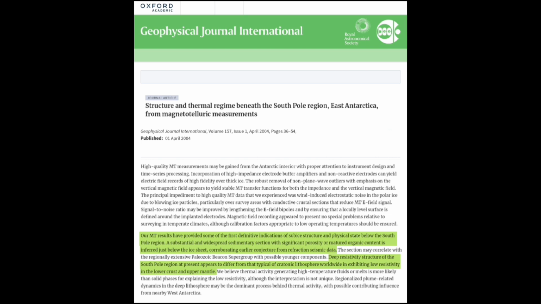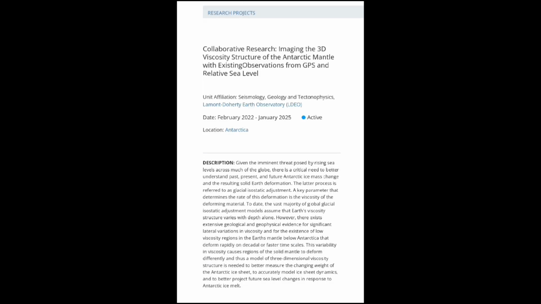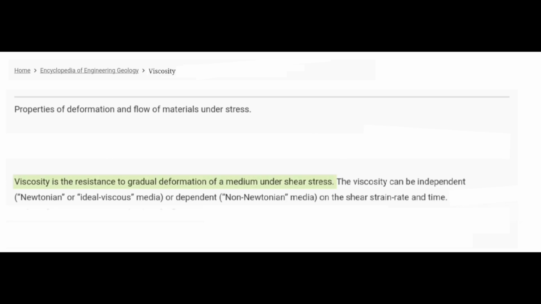Now, in 2022, the Lamont Doherty Earth Observatory announces this research initiative titled Imaging the 3D Viscosity Structure of the Antarctic Mantle with Existing Observations from GPS and Relative Sea Level, where they plan to map the viscosity of the mantle under Antarctica. Now, viscosity is the resistance to gradual deformation of a medium under shear stress. So in geological terms, a rock's ability to resist deformation, basically a rock's ability to not weather and to not fracture.